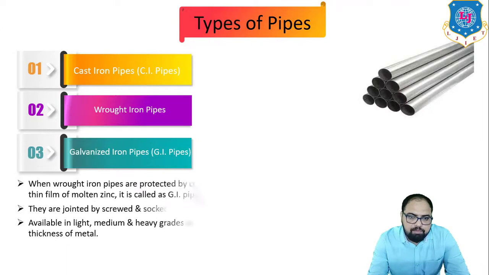The third type of pipe is galvanized iron pipe, which is also called GI pipe. When wrought iron pipes are protected by coating with a thin layer of molten zinc, this type of pipe is called GI pipe, which is also called galvanized iron pipe. They are jointed by screw and socket joints. This type of pipe is available in light, medium and heavy grade, depending upon the thickness of the metal.